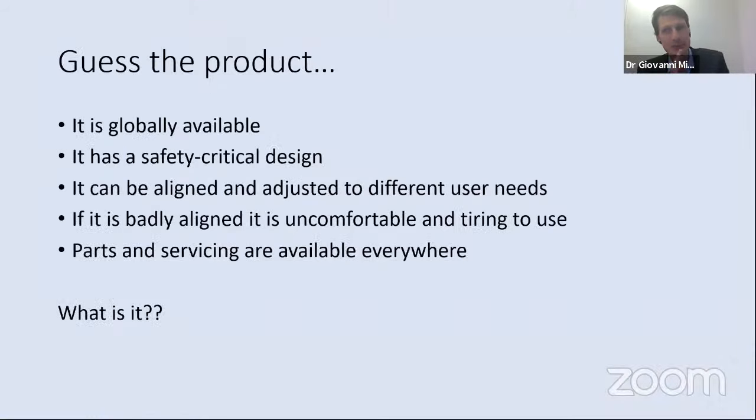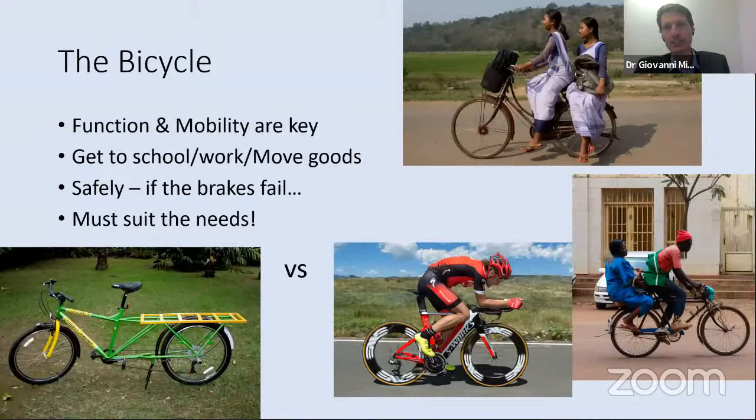Also, I would like to play a small game of guess the product. Thinking about a product, it's globally available. It has a safety critical design. It can be aligned and adjusted to different user needs. If it's badly aligned, it is uncomfortable and tiring to use. The parts and the servicing are available everywhere. What is this product? You might have thought, but the answer is the bicycle.